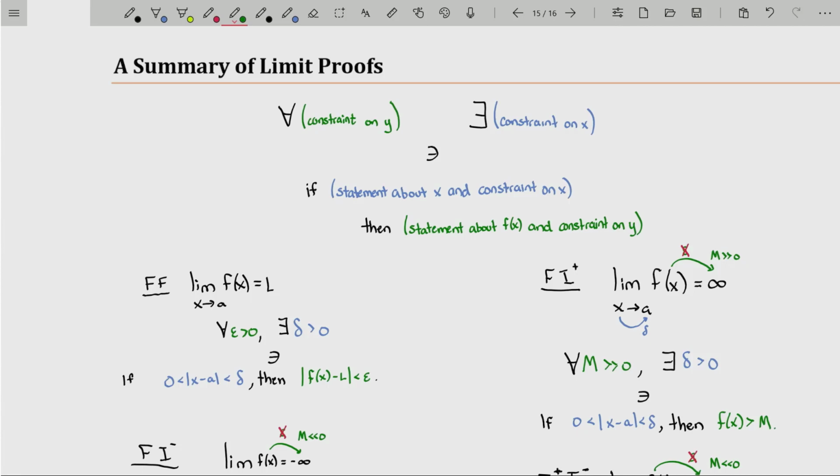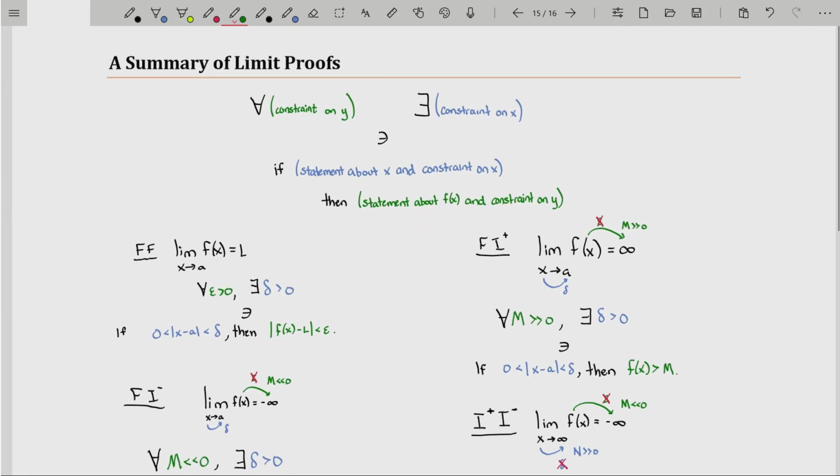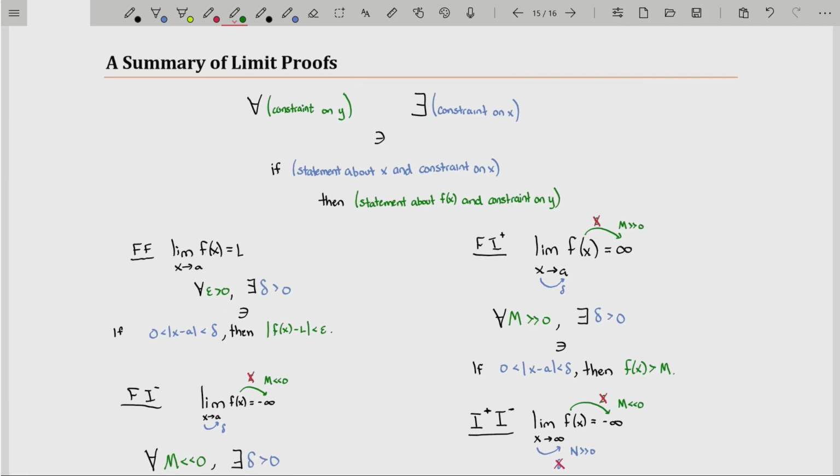Well, if x is above that value, or if it's within a delta neighborhood of this value, then the y values, your function, is within an epsilon neighborhood of L, or your function's greater than something or less than something. It sounds confusing, but when you start doing it, you really do start seeing all the patterns. Okay, that's just a quick summary.